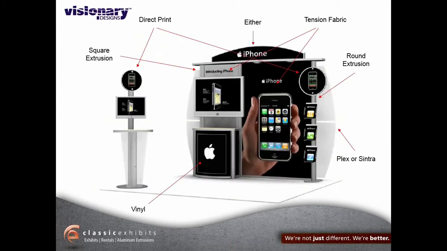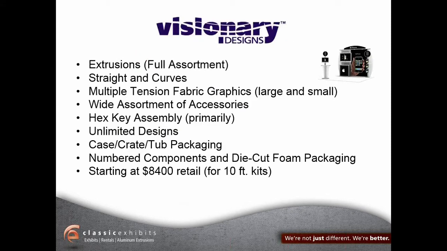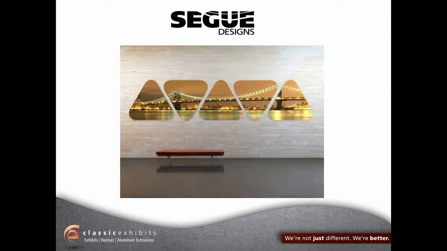This is an example of VK1032, which is iconic to classic exhibits. And this particular one even includes square extrusions and round extrusions on it, tension fabric. It's got direct print on there, maybe vinyl. It just has a little bit of everything as far as accessories. It's kind of all the nuts and bolts. So there's kind of an explanation of Visionary Designs, but just keep in mind that it's whatever you want an extrusion system to be, that's what Visionary Designs is.